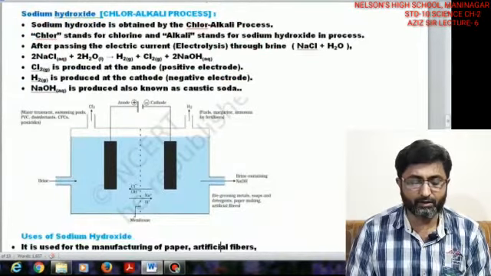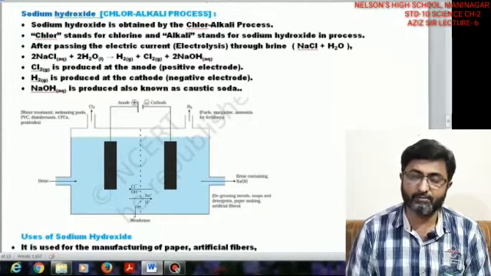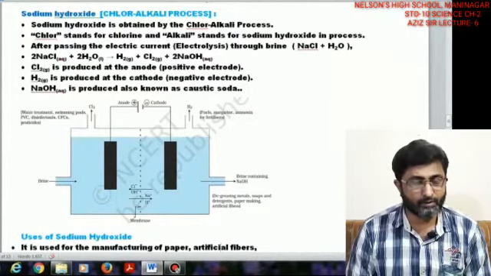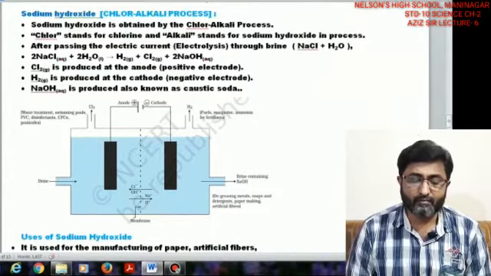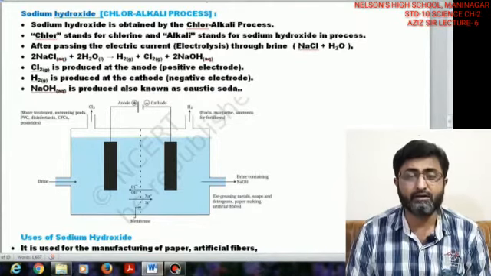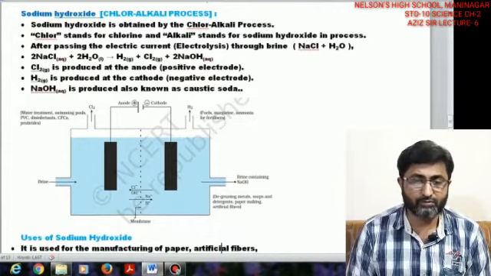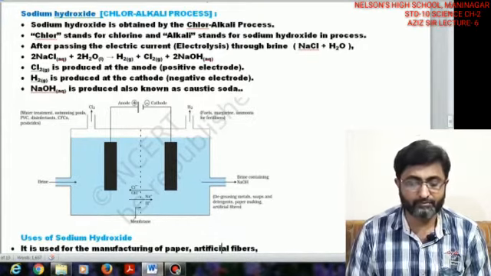Getting to the next topic, sodium hydroxide. Now how to obtain sodium hydroxide, that is its preparation, properties and uses. Sodium hydroxide is obtained from the chlor-alkali process. Chlor is chlorine and alkali is sodium hydroxide. So it is a mixture of chlorine and sodium hydroxide which is obtained.